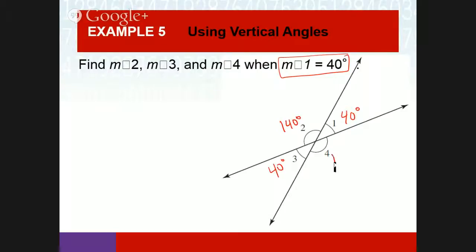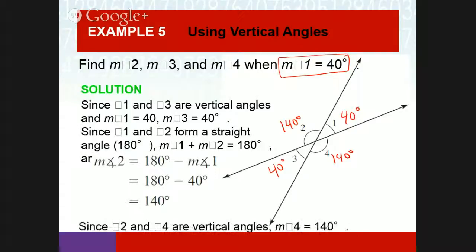140? And 4 would also be 140 because they're vertical angles. But another way to convince yourself angle 2 is 140 degrees is 180 minus 40, right? Here, this would also be 180 minus 40. So these are the equivalent, right? Vertical angles are congruent.